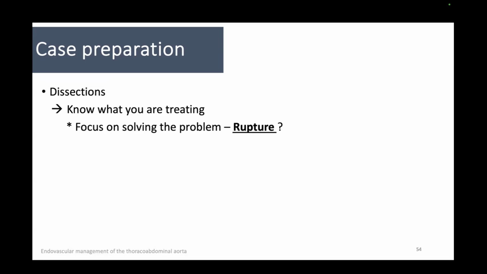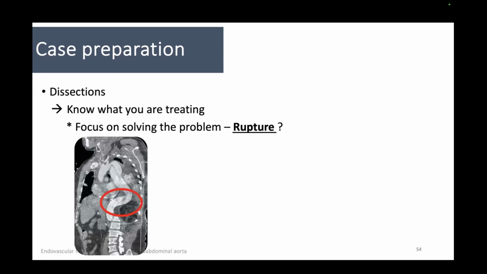If you're treating rupture specifically, then you may want to look at your paradiaphragmatic aorta in dissection cases because this is where you could most of the time obtain a seal. And the seal is important in the distal part of the aorta when you're treating a rupture.